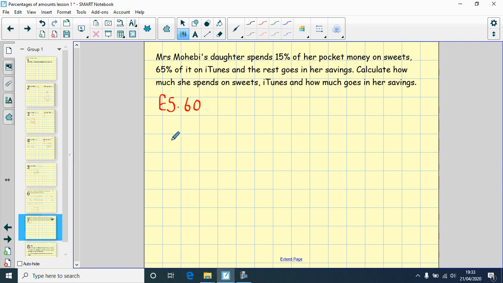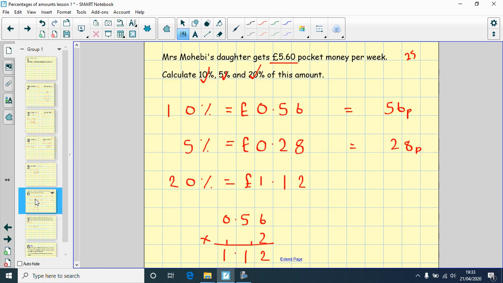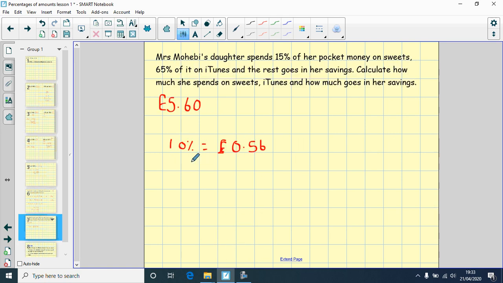15%. Oof, right. I'm going to start with 10%. I've just done that. It's 56p. A little bit tricky doing it like this. So I've just worked out 10% is 56p. If I want, I can go back and look at 5%, which is 28p, or I could just work it out again. 5%. Well, half 50 is 25, half 6 is 3, 25 and 3 is 28p. But you've actually already done it there, haven't you?